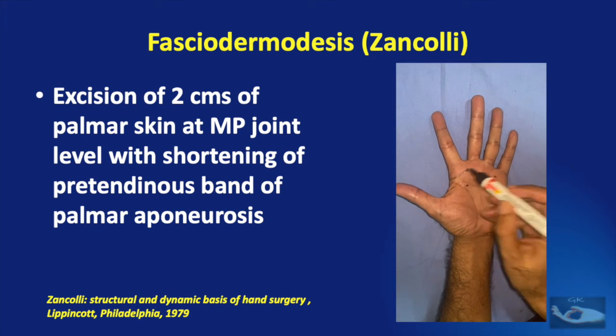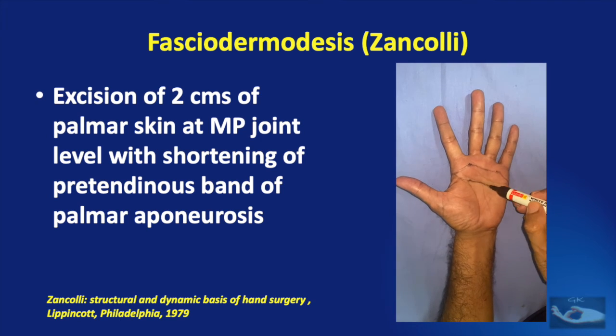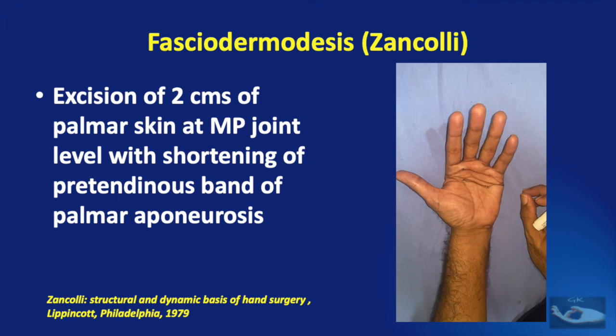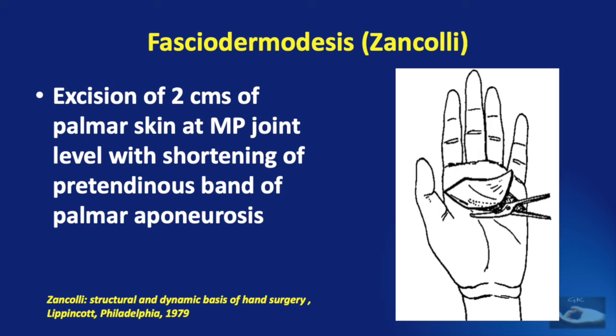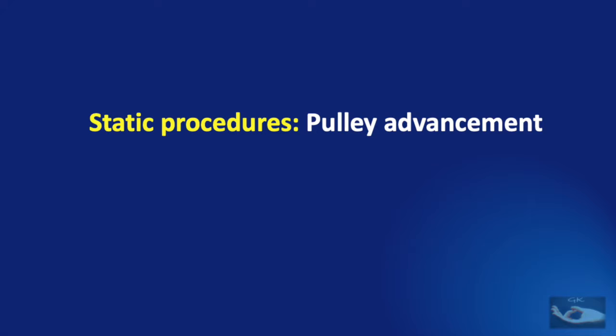All these points are joined to form an elongated or stretched horizontal hexagon. This is excised along with the underlying fascia and the skin is sutured without undermining the edges. And after suturing, the metacarpophalangeal joints of the fingers will be positioned at about 20 degrees of flexion. Postoperatively, a dorsal POP slab is applied for a period of about 3 weeks. We shall see the pulley advancement procedure next.